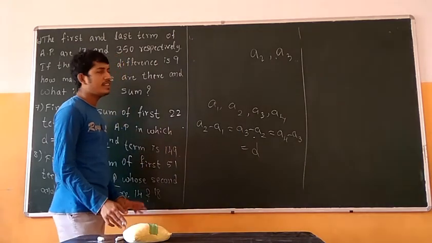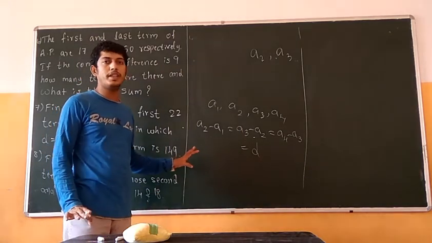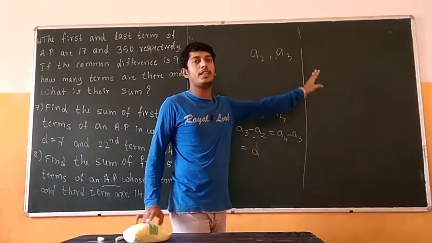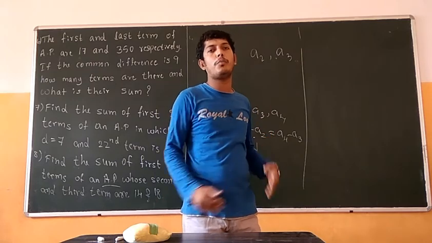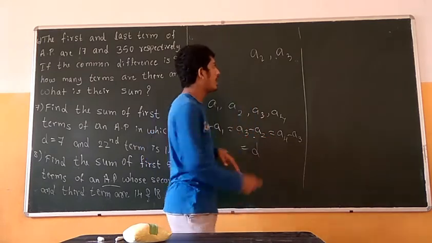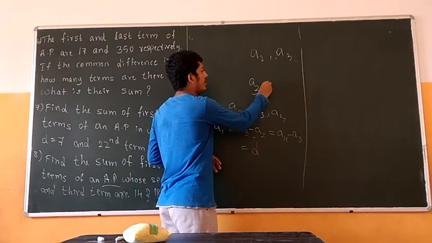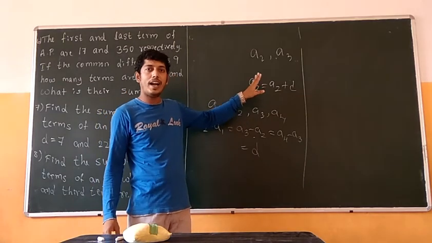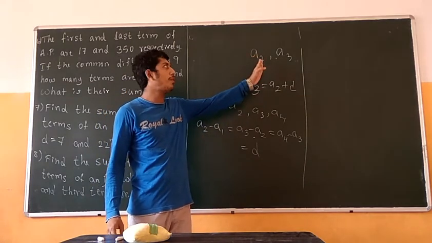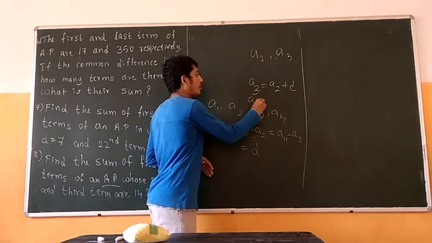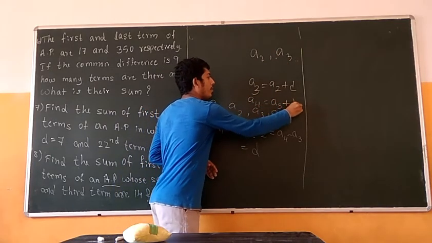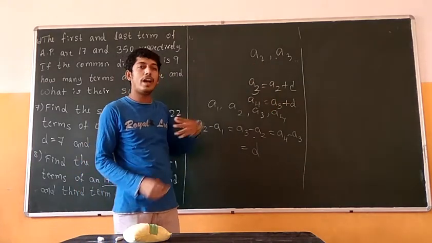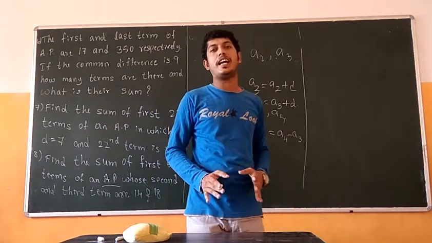It is a very easy method. It seems to be difficult but it is easy, because when we have to find the next term of the arithmetic progression, we have to add the value of the common difference, that means we add d. So a3 is equal to a2 plus d. For the next term, we add the value of d to the previous term. If you want to find a4, we add d to the previous term, which is a3 here. Similarly, when we have to find the previous term, we subtract the value of d.